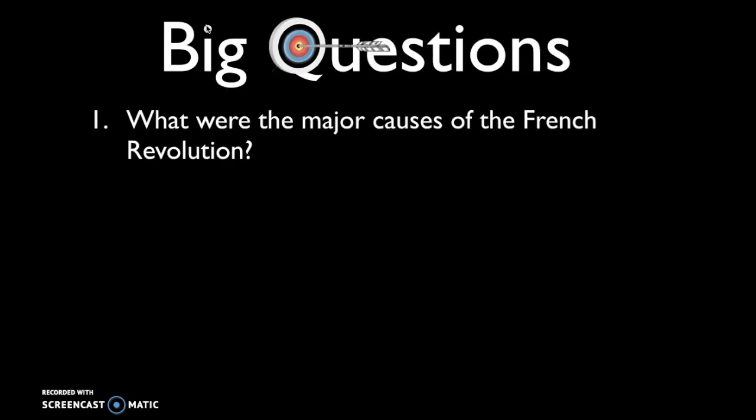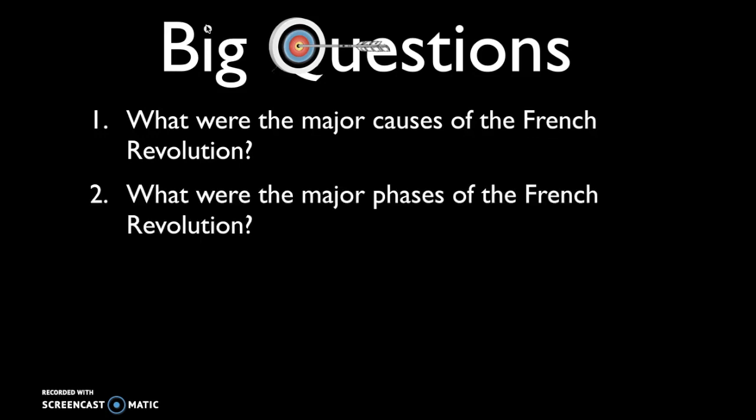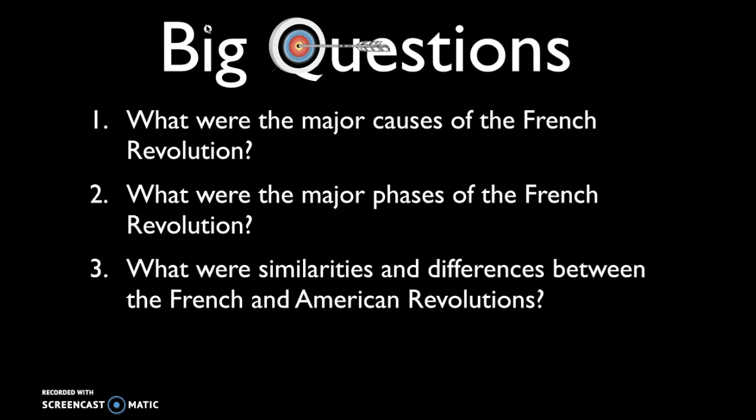So the big questions you should be able to answer after watching this video are: first, what were the major causes of the French Revolution? Second, what were the major phases of the French Revolution? And third, what were the similarities and differences between the French and American revolutions?